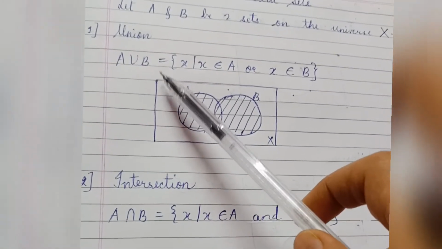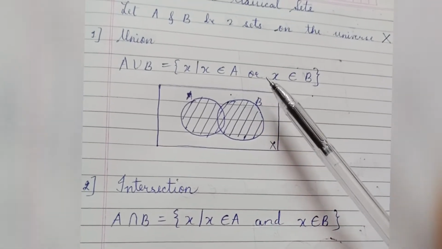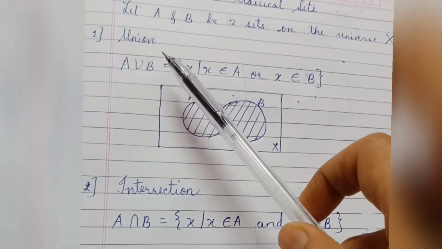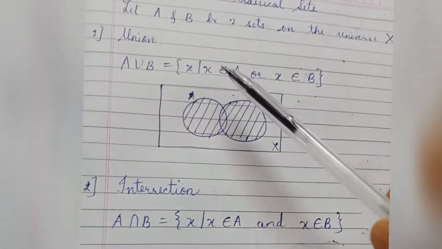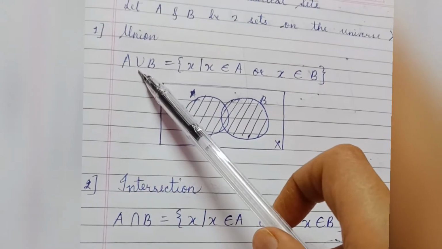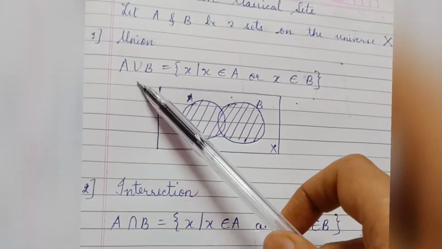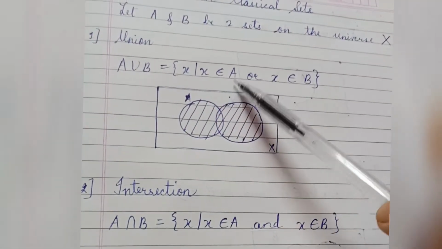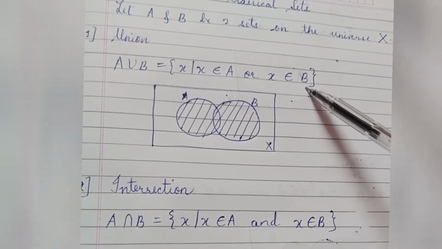It represents all the elements in the universe that reside in or belong to set A or set B, or both the sets A and B. So this operation is also known as logical OR. The union can be represented as A union B equals X such that X belongs to A or X belongs to B.